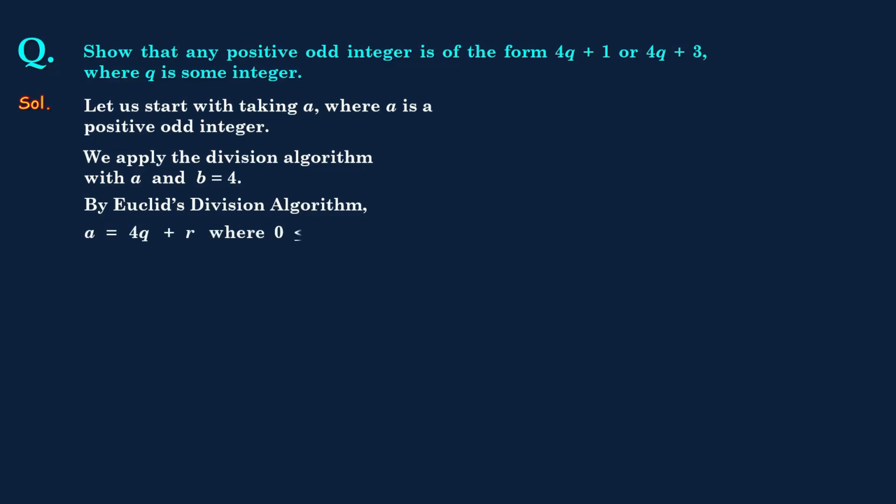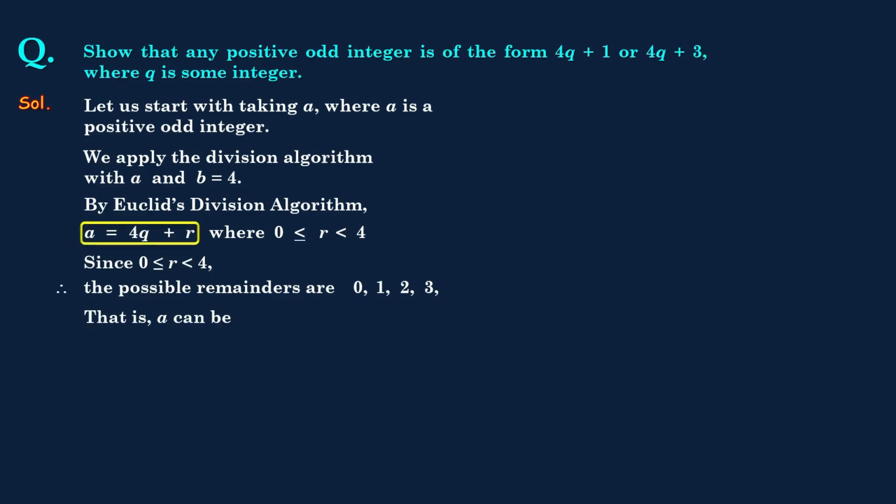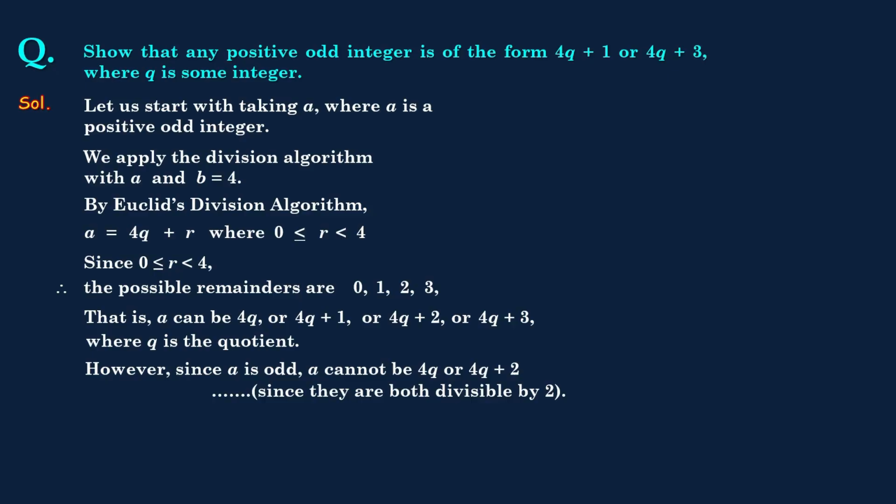Now by Euclid's division algorithm, a equals 4q plus r, where 0 is less than or equal to r, which is less than 4. So what will be the possible remainders? That is 0, 1, 2, 3. Now a equals 4q plus r. If we replace r with these possible values, then a can be 4q plus 0, that is 4q, or 4q plus 1, or 4q plus 2, or 4q plus 3, where q is the quotient.